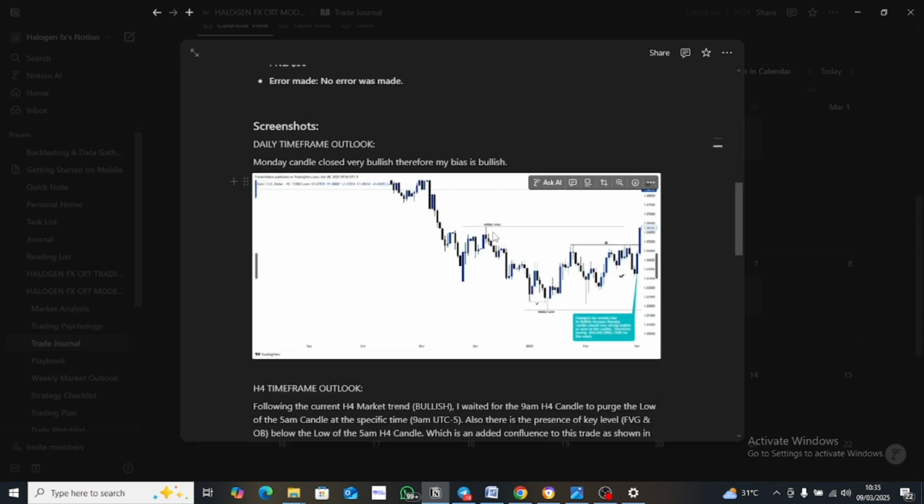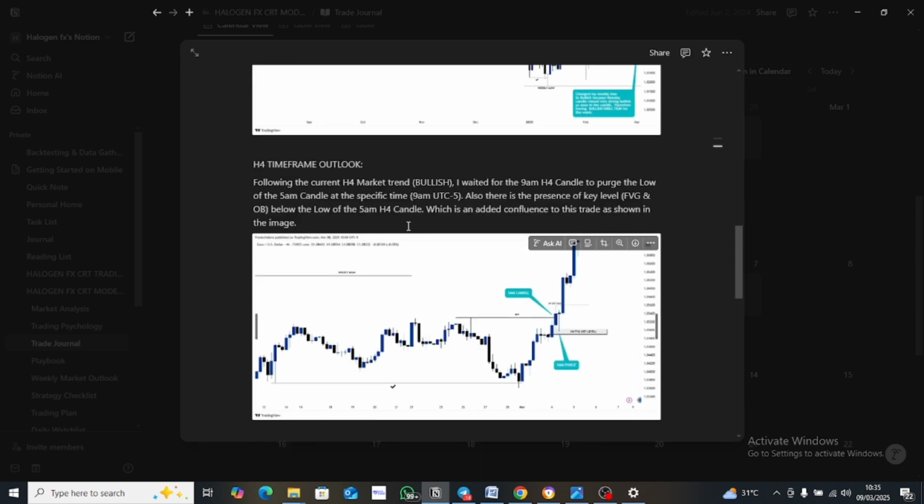Now coming to the daily time frame, upon seeing that same thing, the Monday candle closed very bullish, therefore my bias is bullish. Then I went on my 4-hour time frame, following the current market structure, and waited for my 9 a.m. candle to purge the low of the 5 a.m. candle at a specific time, 9 a.m. UTC-5, which is New York time. Also, there is a presence of a key level, which is an FVG and order block, below the low of the 5 a.m. candle, which is an added confluence to this trade.